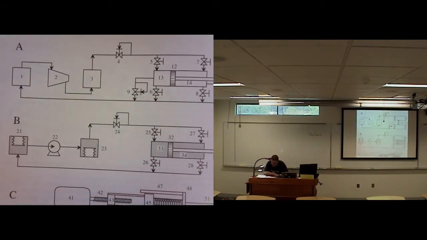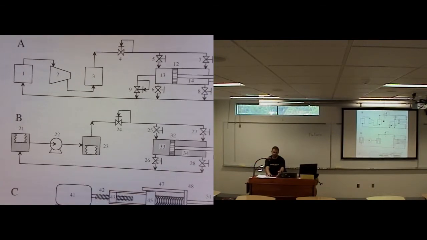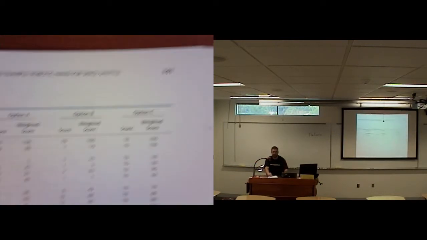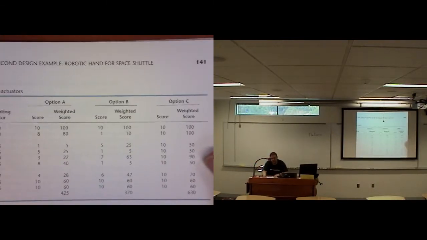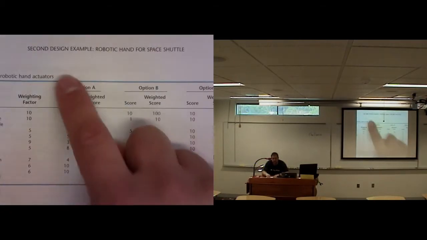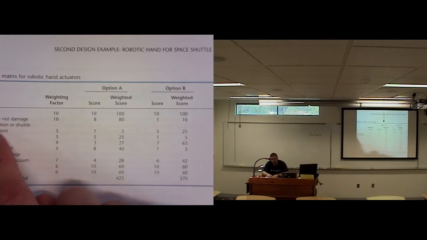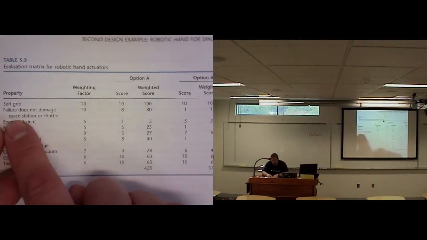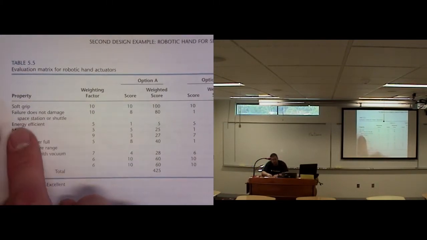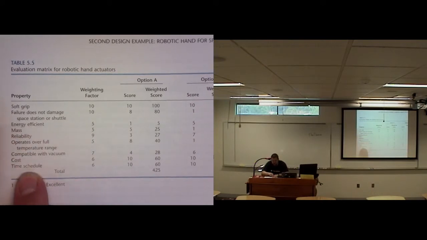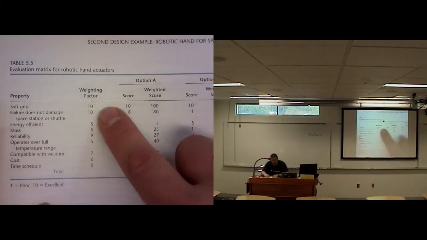And they're going to talk about the different advantages and disadvantages, and they're going to start to evaluate these 3 different ideas. So how do you evaluate? You go back to this idea of the evaluation matrix. We have option A, option B, option C, and we have all those properties that we talked about over here on the left. The soft grip, the failure does not damage the space station, and so on and so forth, all 9 of those things. And their weighting factors.